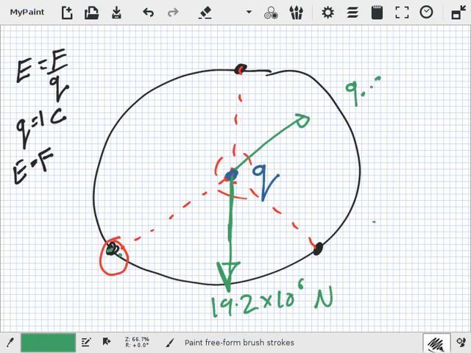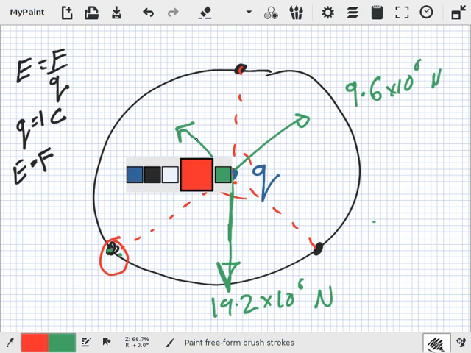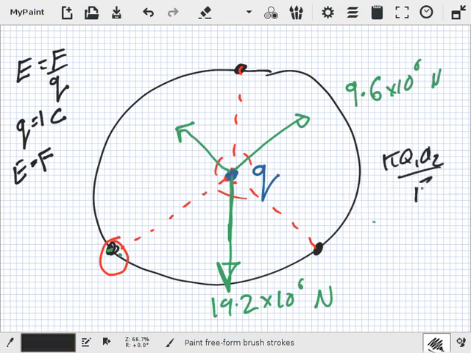19.6, is it? Newtons. And likewise, this one here will be 9.6. Okay? Now, these three... How do you know it's half? Because when I think about the formula, K Q1 Q2 over R squared, if only one of the charges is half, then the force will be half, because everything else is the same in the formula.